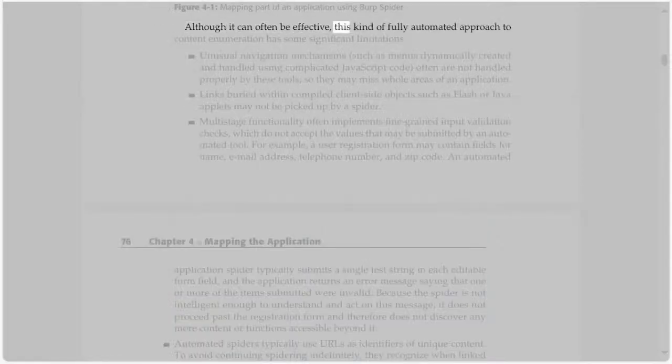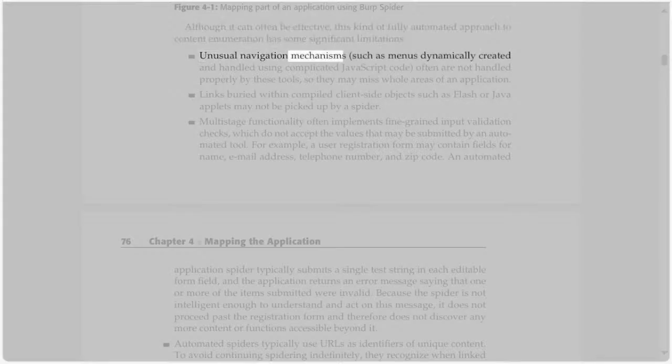Although it can often be effective, this kind of fully automated approach to content enumeration has some significant limitations. Unusual navigation mechanisms, such as menus dynamically created and handled using complicated JavaScript code, often are not handled properly by these tools, so they may miss whole areas of an application. Links buried within compiled client-side objects such as Flash or Java applets may not be picked up by a spider. Multi-stage functionality often implements fine-grained input validation checks which do not accept the values that may be submitted by an automated tool. For example, a user registration form may contain fields for name, email address, telephone number, and zip code.